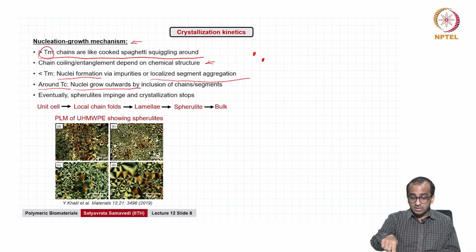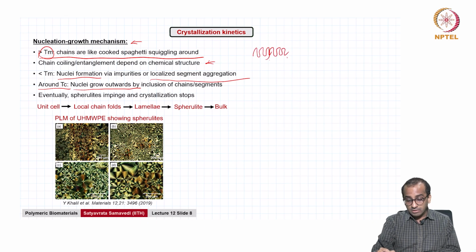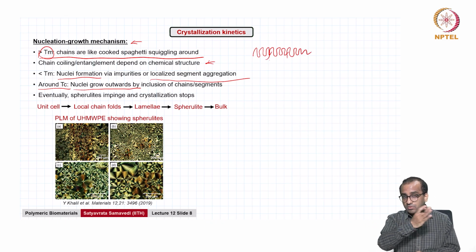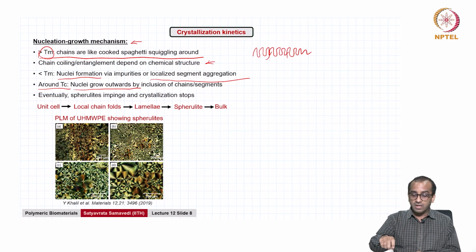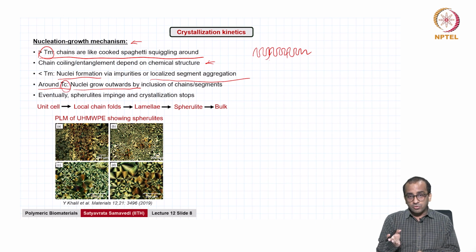If you look at it more closely, what you will see is the same picture that we saw earlier. You can have multiple chains coming together to form these lamellae either through adjacent re-entry, wherein the same chain goes in and comes out, or you can have multiple chains coming in and going out. But in both cases, what you are forming is because of localized segment aggregation, and around the crystallization temperature, you are forming these lamellae-like structures.